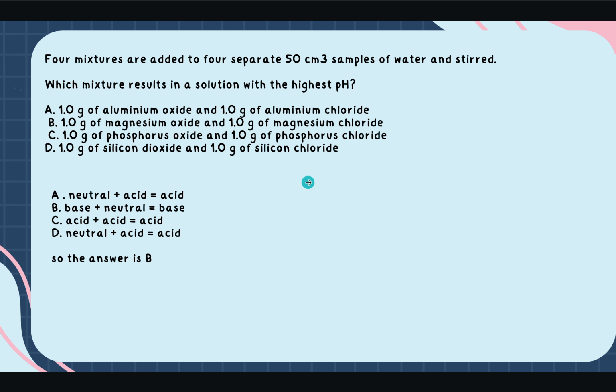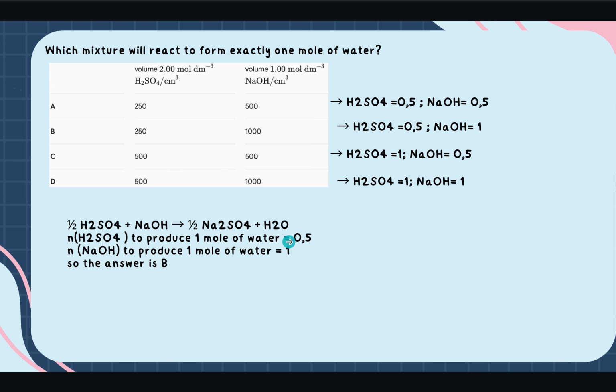And so the mixture that results in a solution with the highest pH is option B, which is magnesium oxide and magnesium chloride. So the answer is B. Of course, the result will differ if the amount is different, but in this question the amounts are the same, and so we can use this method.